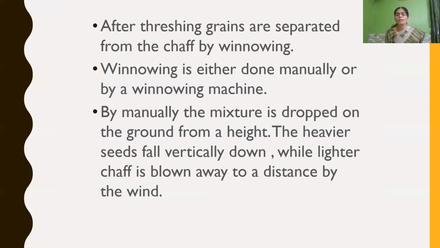And again I repeat, threshing is done manually or by a machine called a thresher. And we can also use a combine harvester, which is used for both harvesting as well as threshing simultaneously. Winnowing is also done in both ways, manually or by a machine called a winnowing machine.